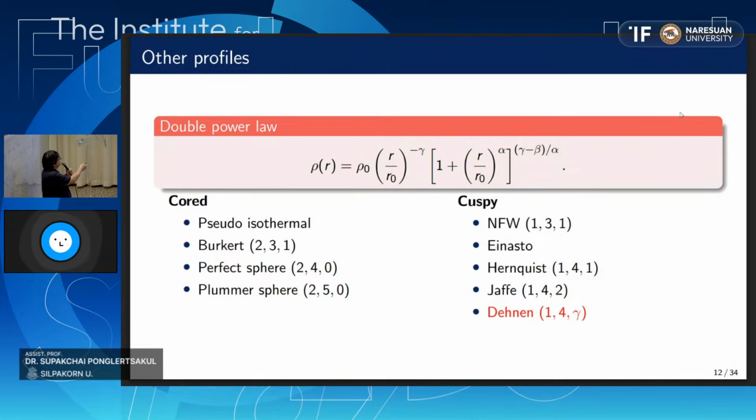The numbers behind the name are just a notation. For example, it means alpha is 2, beta is 3, and gamma is 1. So basically in my talk, if you see 2, 3, 1, that means I'm setting alpha to 2, beta to 3, and gamma to 1, and so on. On the other side, we also have another kind of density profile, the Cuspy profile, and the list is like this. And among all the profiles that I'm going to talk about, I'm going to focus particularly on the Dehnen (1, 4, gamma) profile.